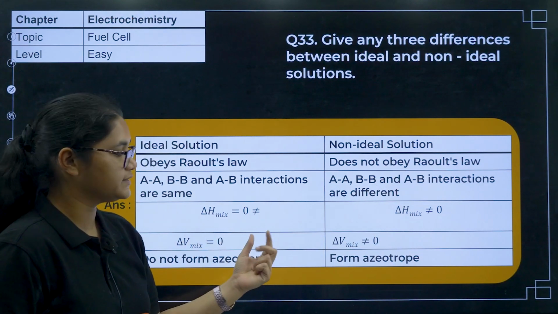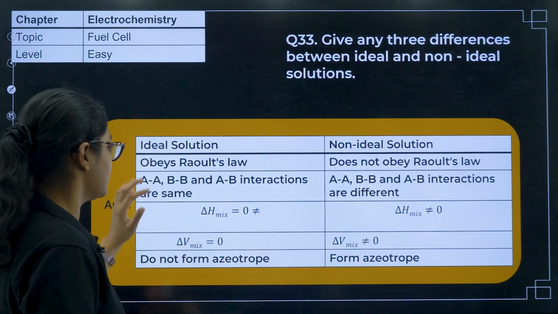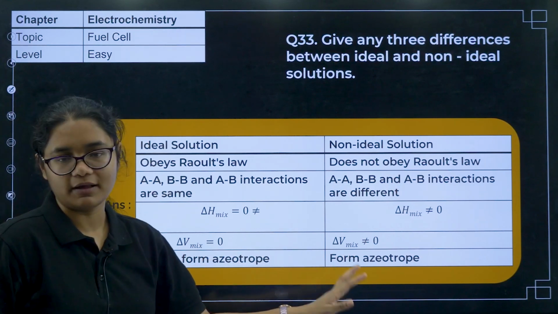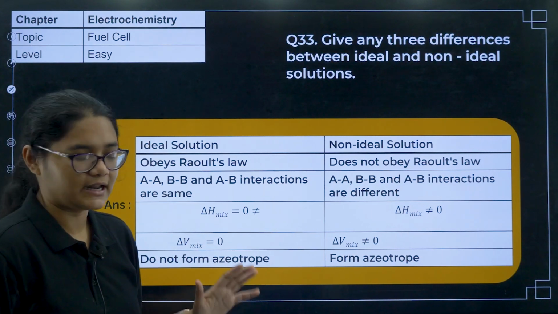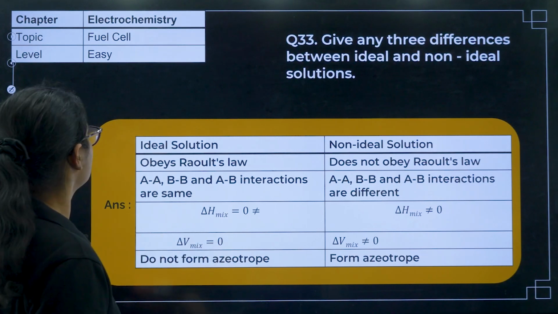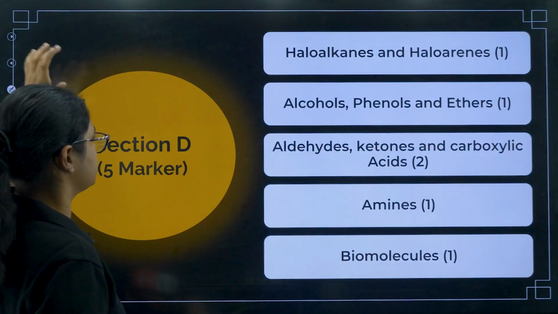V mix is equal to 0, V mix is not equal to 0. Ideal solutions do not form any azeotrope, non-ideal solutions form azeotrope. So you can write any 3 differences, any point is fine. Any 3 will work here. Okay. This is also a direct and easy question.